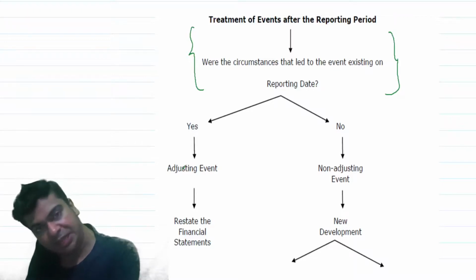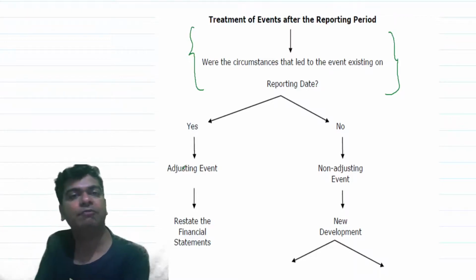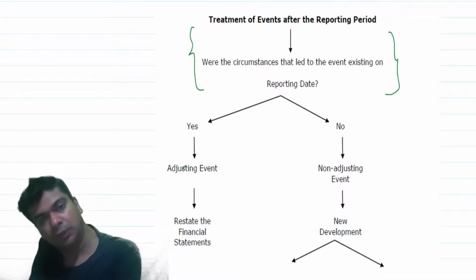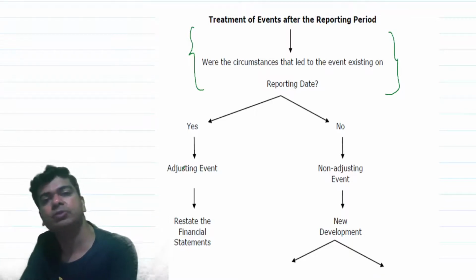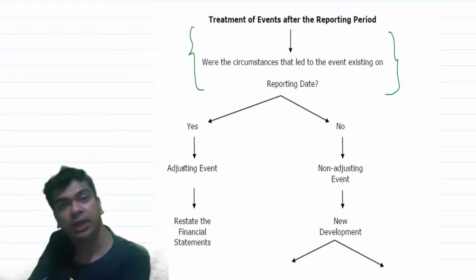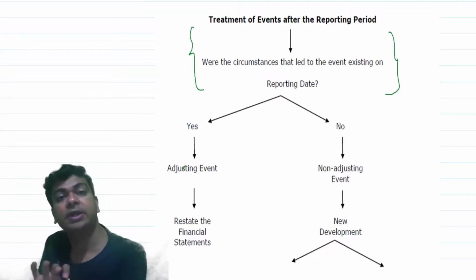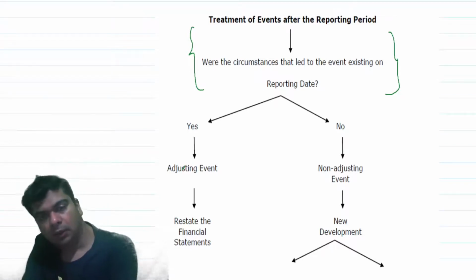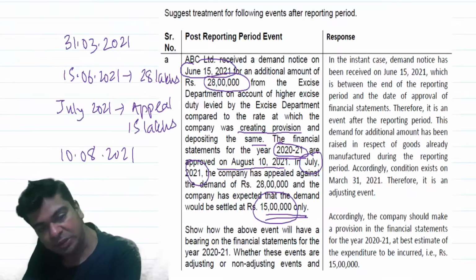We know excise duty is a duty on manufacture. When were these goods manufactured? That's the question. When were these goods manufactured? Were these goods manufactured after the reporting date, or were these goods manufactured up to the reporting date? This is what you should really ask yourself over here.